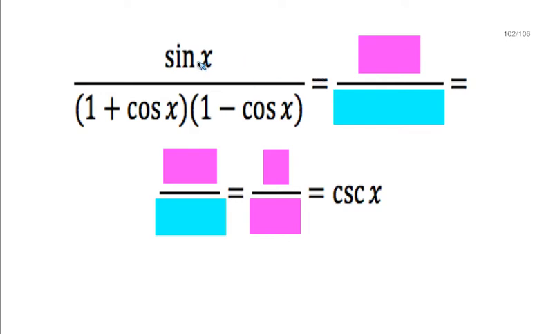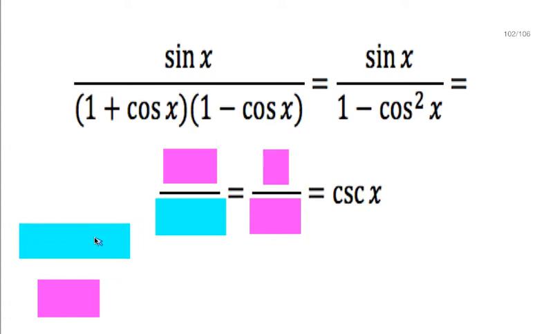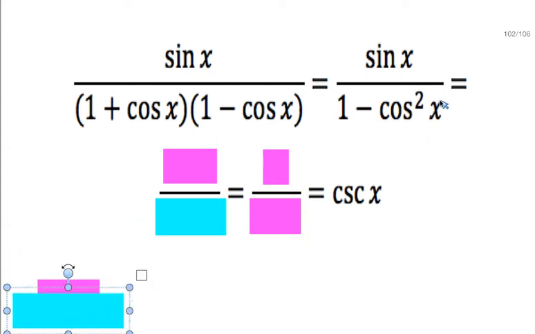Let's look at another example. So we have sine x, and we have two terms in the denominator that are multiplied together. We are going to have to FOIL those, and our ultimate goal is to get cosecant x as a final answer. All right, so let's look at this. Sine x, we're not going to do anything with that. That's just going to stay sine x. And now in the denominator, we're going to have to multiply those together. We just saw a problem with this, and we discovered that it could be 1 minus cosine squared x.